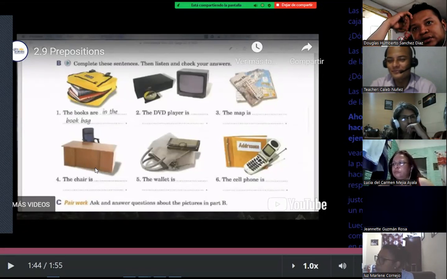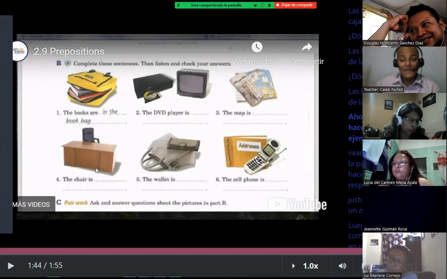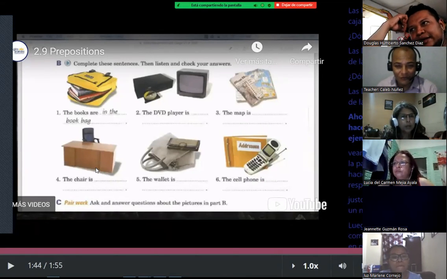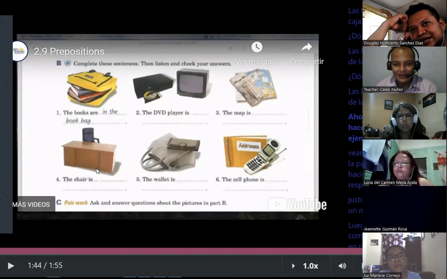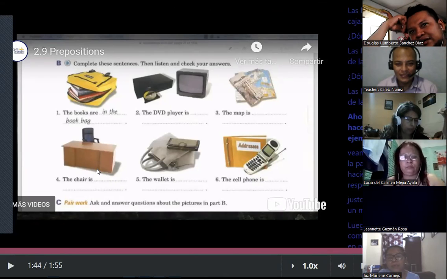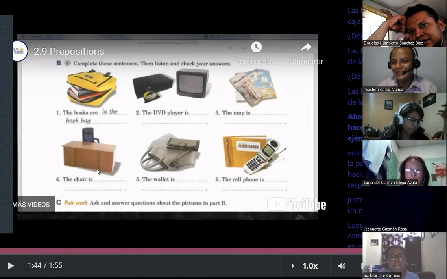What do you think? The chair is behind. Very well. The chair is behind to the desk. ¿Cuál es la preposición que usamos? To. Por cierto, Oscar, ¿cuál era ahí la preposición que usábamos? Behind. La preposición sí sería behind, porque está behind. Atrás, ¿verdad? Y el article, ¿cuál sería?